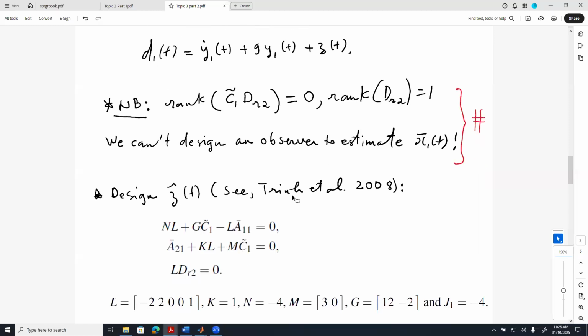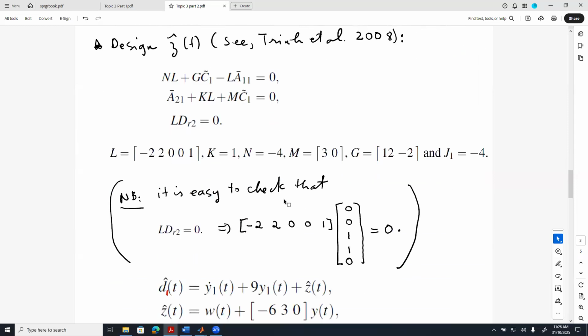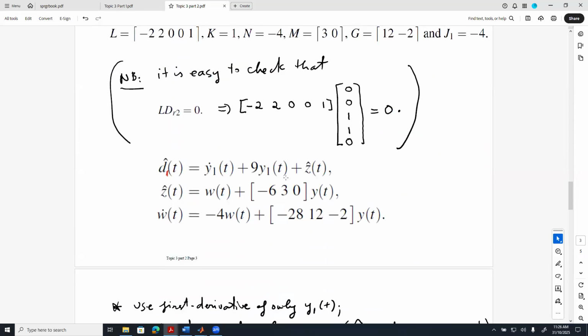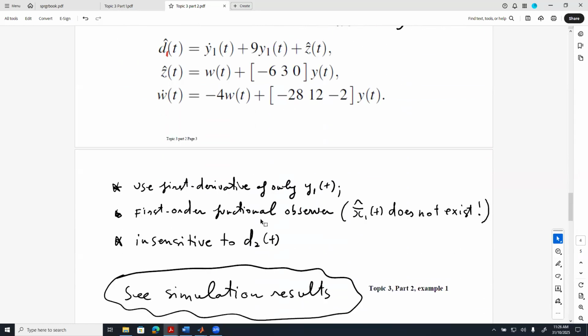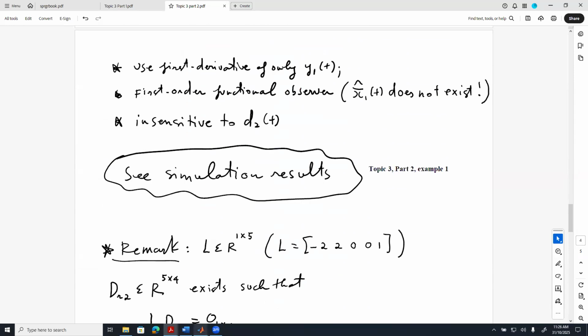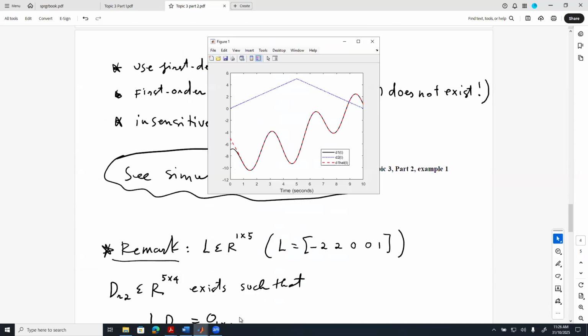Whereas if we want to estimate just a linear function of it, it actually works. And so we got a very simple structure for our observer. And we already look at the simulation result. We can see that it doesn't matter what the other unknown input is, it still works.